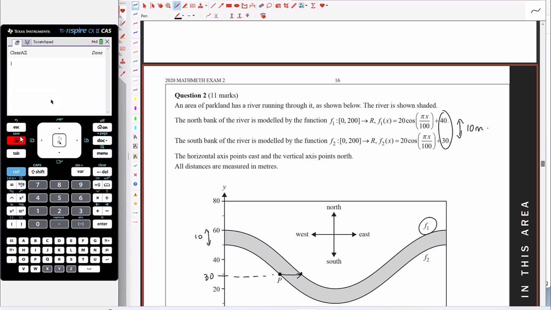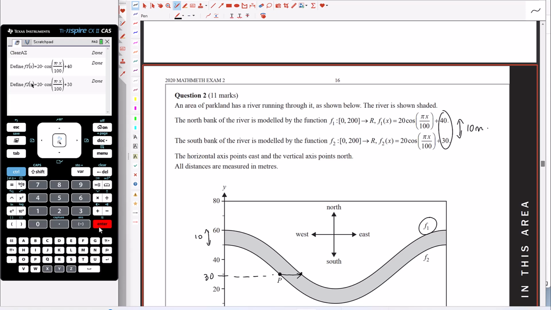If you're working in document mode, I'd start a new document. Okay, so I'm going to define some functions. I'm going to define f1 of x as being 20 times cos of pi times x on 100 plus 40. Alright, and then I'm just going to edit that to define the other one. Let's make that 30. Let's make this f2 of x.